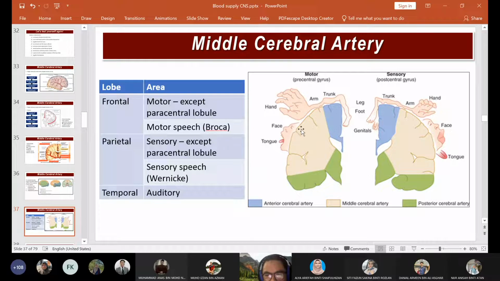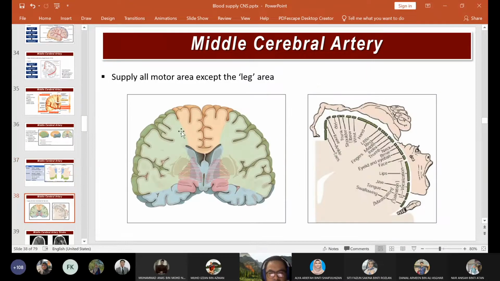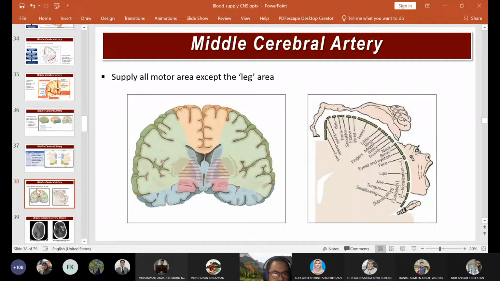Where is the speech area? Frontal lobe, remember? Sensory, and Wernicke's. This is your understanding and how you interpret what you perceive when people talk to you, and also auditory. So again, if you look at the green part, here is your supply to the orbital area except the leg area. So here is your homunculus. You can imagine the effect if the middle cerebral artery is affected.